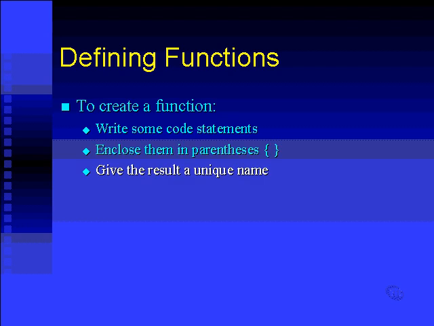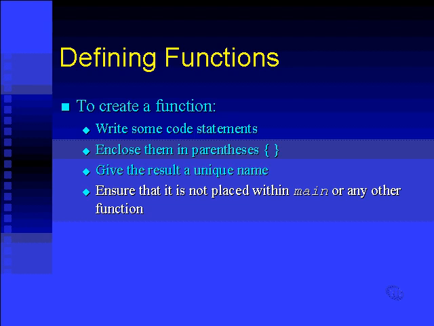When I say a unique name, I mean you can't have two functions both called main and you can't have two functions both called printf. That would be kind of dumb, because you'd never know which one you were trying to call. So you give it a name, hopefully a unique one, and ensure that the resulting code is not sitting inside a main or inside any other function. I'll show you an example of what that looks like in just a moment. Okay, so that will create you a function.